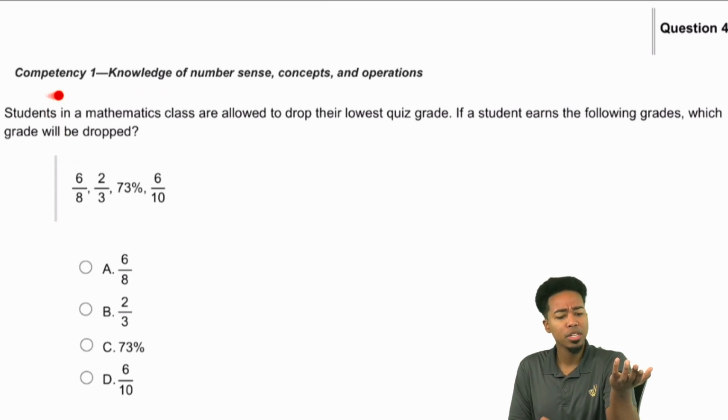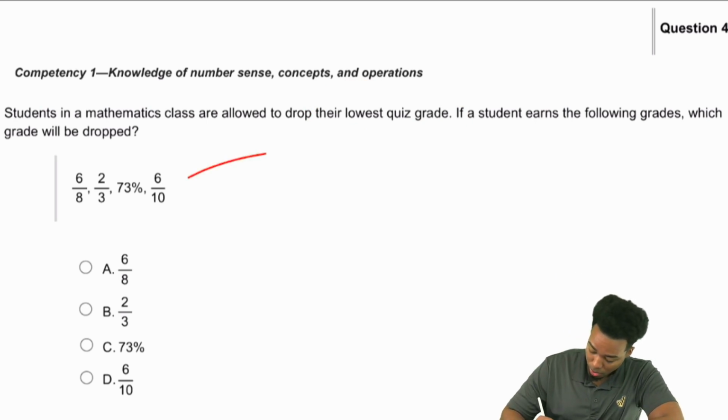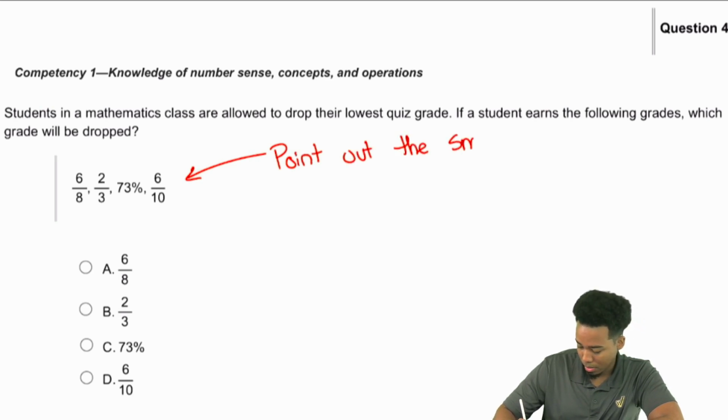It says here, students in the mathematics class are allowed to drop their lowest quiz grade. So essentially what we're trying to do is figure out which one is the lowest. Point out the smallest number.